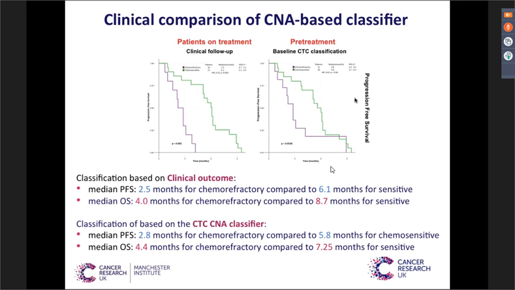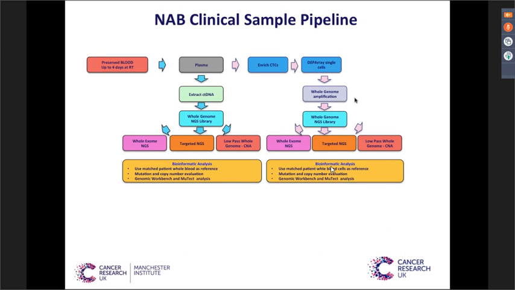So it looks like we've got a blood-based biomarker that enables us to potentially identify the patients that will not benefit from chemotherapy. So what we're doing now is taking this project further forward, increasing the number of patients and trying to further refine and improve the sensitivity of the classifier. Okay, so that's an example of using CTCs.